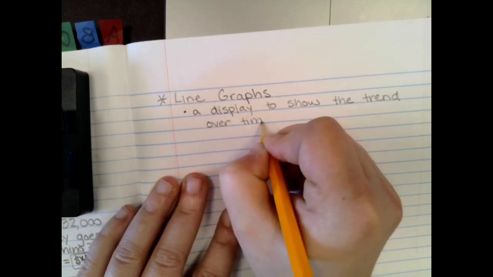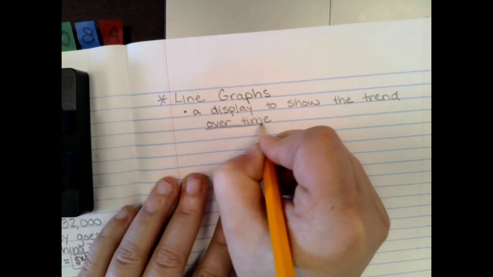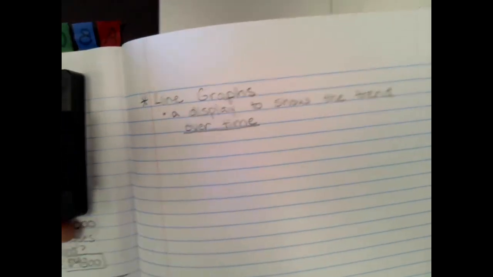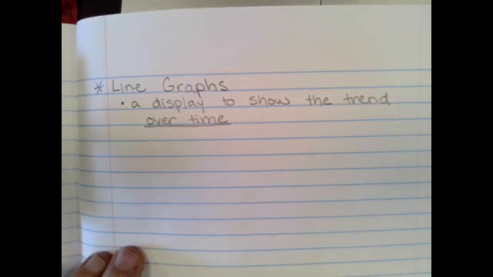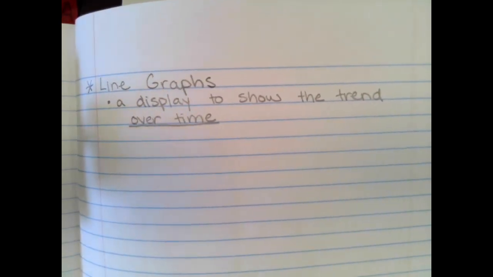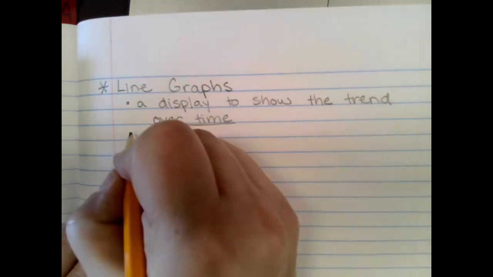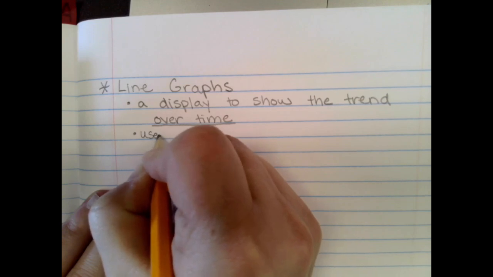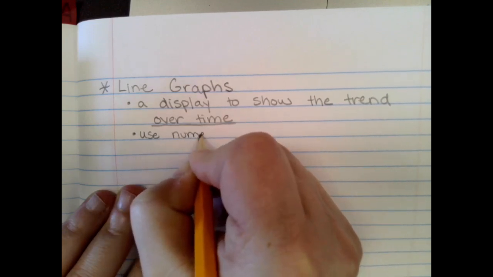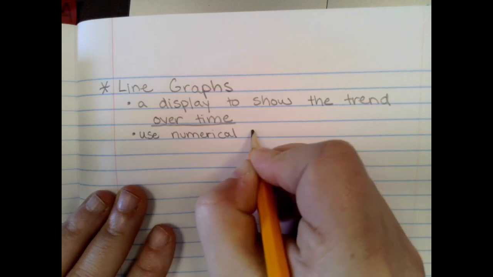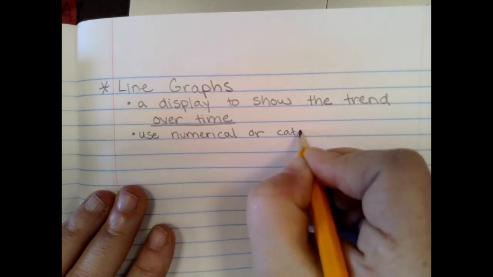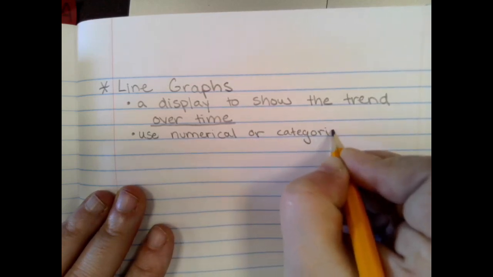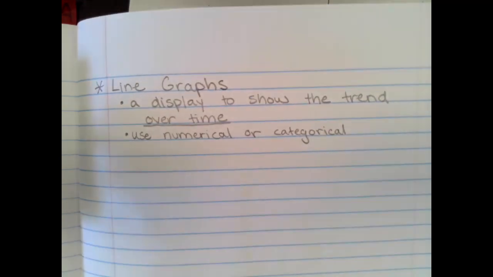And that over time is kind of our key part of a line graph, that we're comparing everything over time. So what's happening as time progresses? That's really when we use a line graph, is that over time part. Not always, but most of the time. Usually. All right, and what's nice about line graphs is we can use either numerical or categorical. But it's kind of goofy because the categorical still deals with numbers. It's kind of both. It's a little silly.